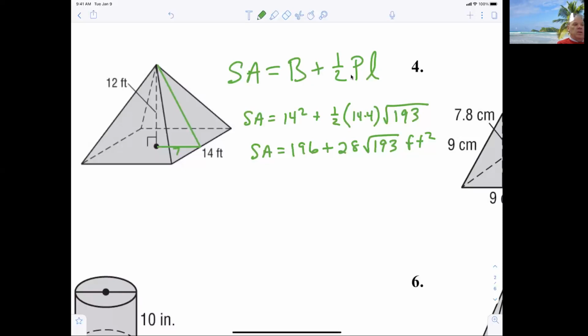Now, let's say on the test, it was a multiple choice test and they gave me the decimals. You would just do 196 plus 28 radical 193, and someone tell me what that is. How much? 584.898. Is that what you said? 988. Yeah, because we generally round to 3 decimal places when you get to higher level. And then we say square feet.